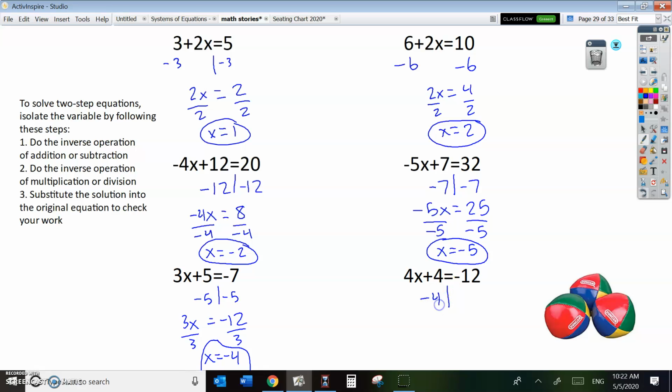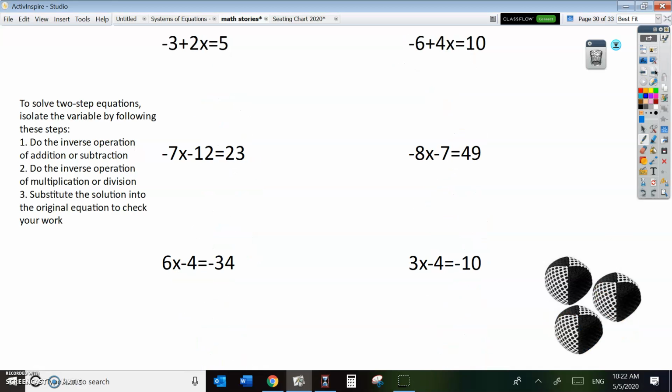Subtract 4 on both sides. 4x equals negative 16. Divide by 4. X equals negative 4. Substitute negative 4 into the original. 4 times negative 4 is negative 16. Negative 16 plus 4 is negative 12. Your next set of problems is here.